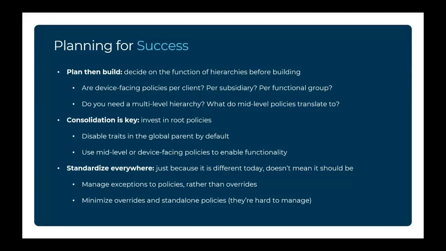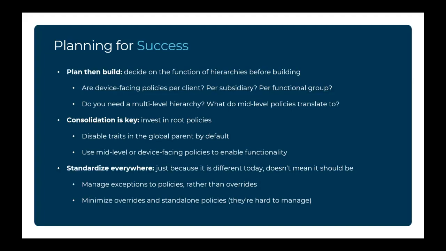All right. Last but not least, planning for success. There are 3 keys here. Plan, then build, consolidate as much as possible, and standardize everywhere. The first one is probably the most important, especially if you're just getting started with Ninja. Step back, think about the best way to build out your hierarchies, recognize that those hierarchies are there to drive efficiency and standardization, and then pre-plan before you build.